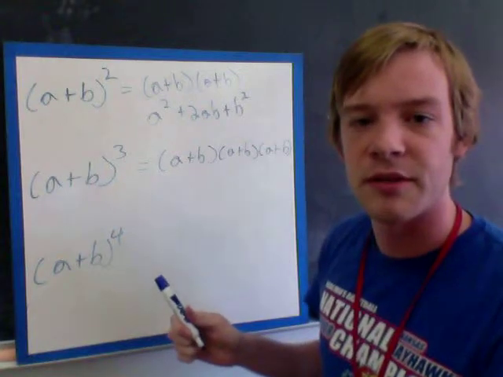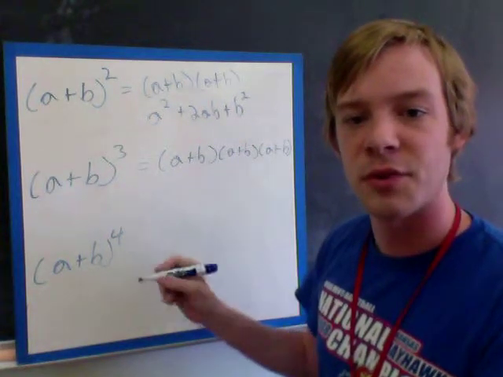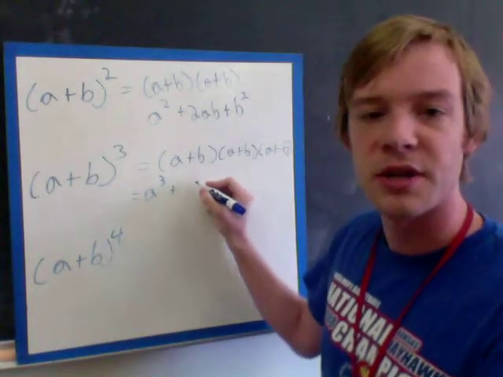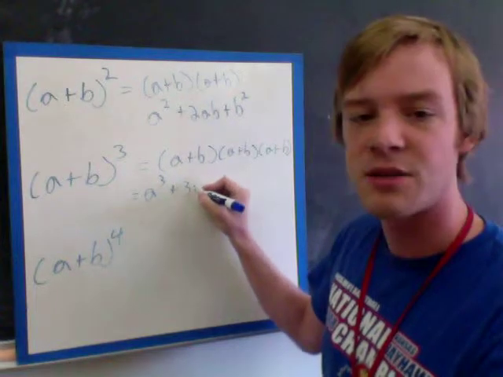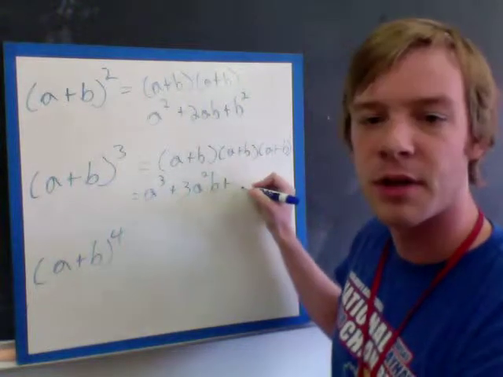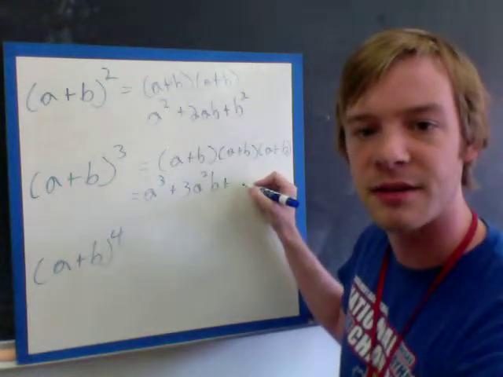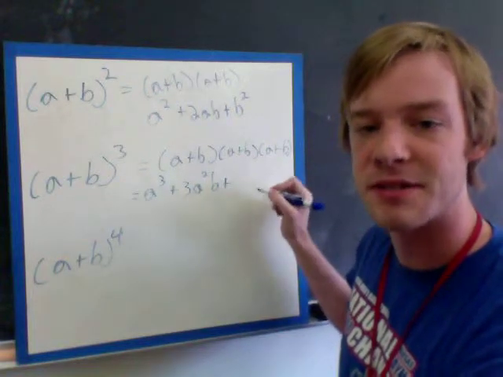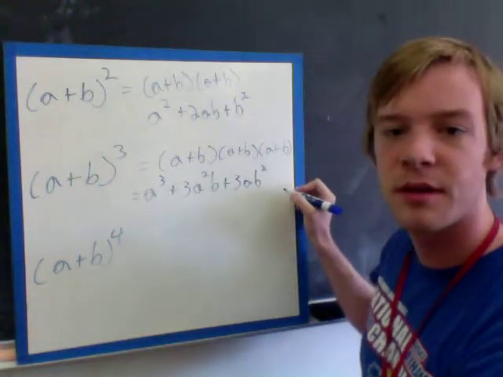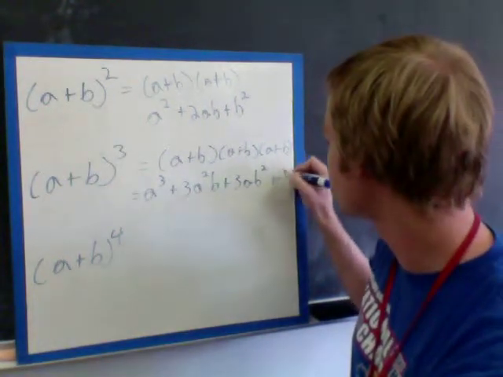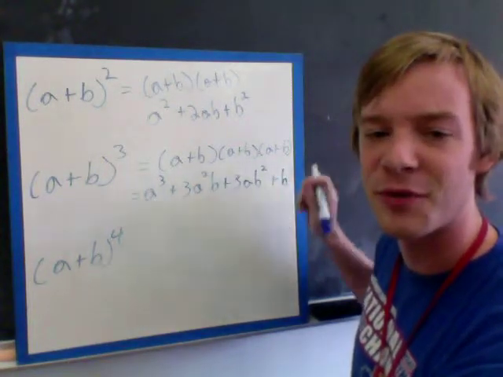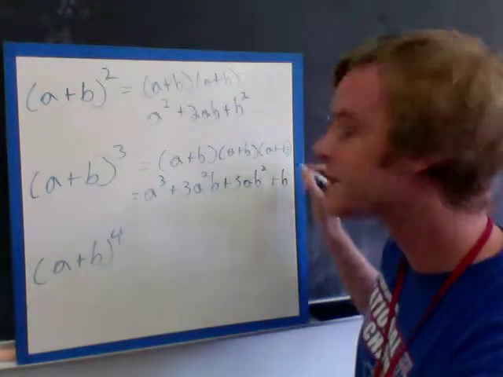and I want to multiply these together, I end up with a to the third power plus 3a squared b plus 3a b to the second, and then b to the third. Sorry, b to the third, not b to the fourth. I'm getting a little ahead of myself. That'll be on the last one here.